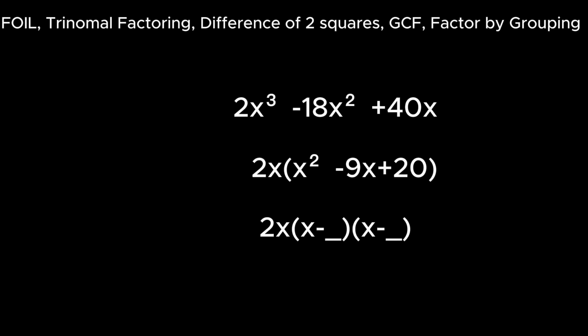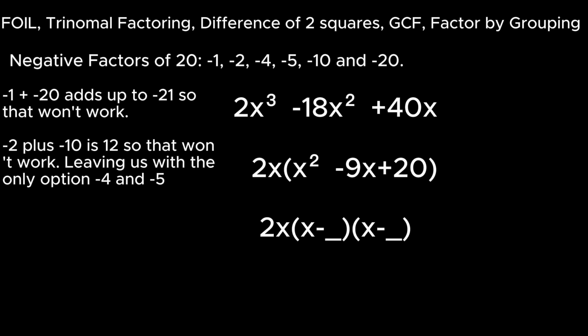And now all you got to do is use trinomial factoring for this one. So what two numbers multiply to be 20 and add up to be negative 9? Well, we know that these two numbers have to be negative because a negative times a negative makes a positive, and a negative plus a negative makes a negative. And going through these factors, we find out that the two numbers are negative 5 and negative 4. So your final answer is 2x times x minus 5 times x minus 4.